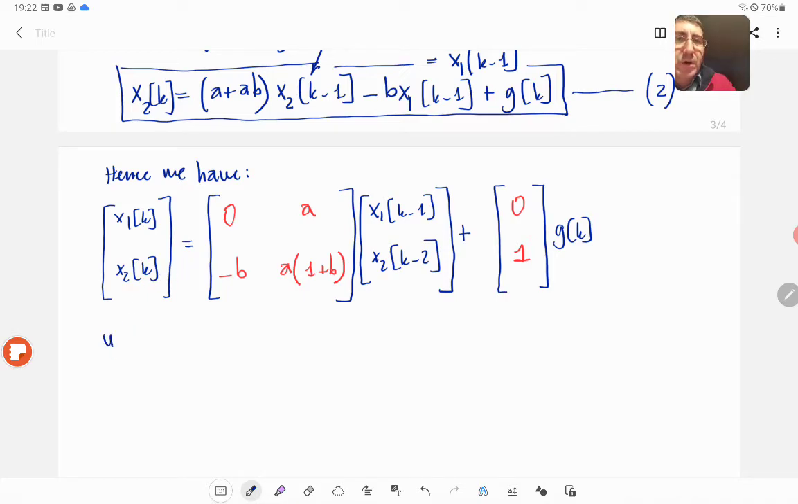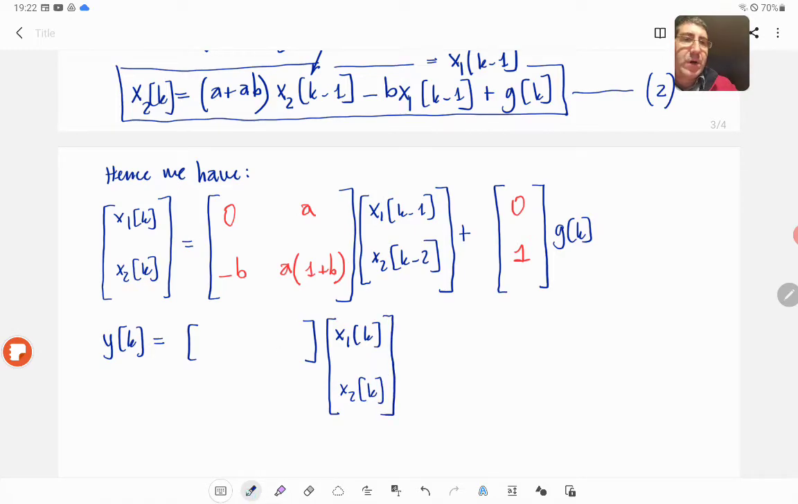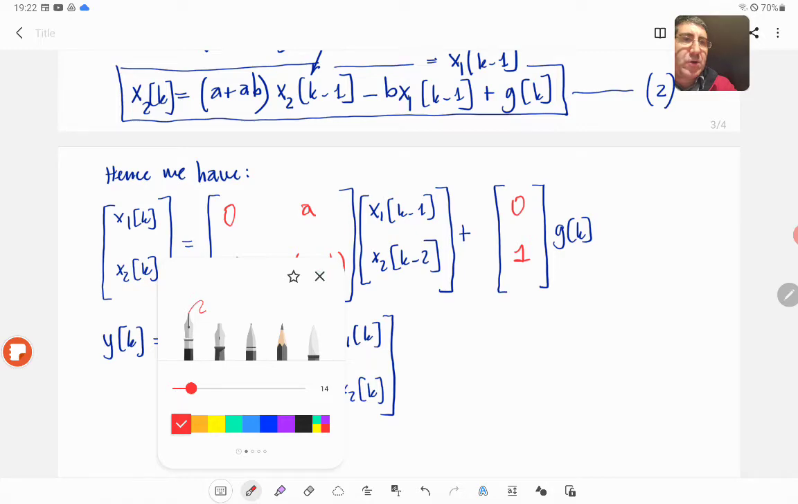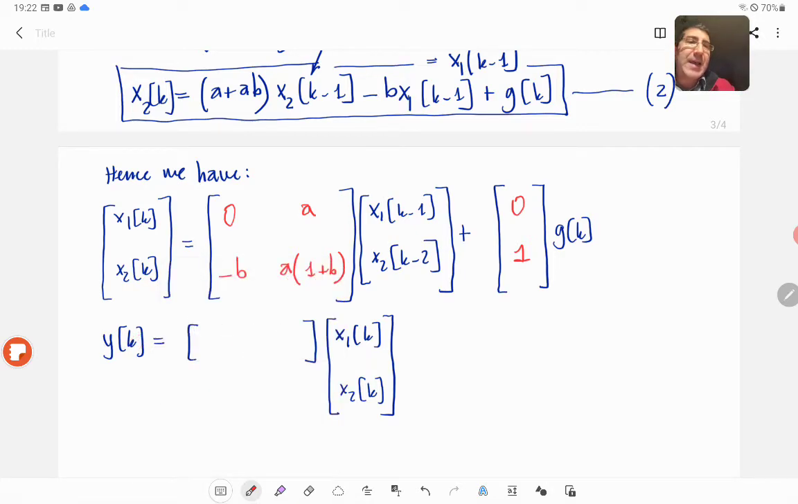So therefore, y of k, which is a scalar, has to be a 1 by 2 matrix times the state vector, x1 of k, x2 of k. Okay, therefore, in order to obtain yk, which is equal to x2 of k, all you need to have here is a 0 and 1.